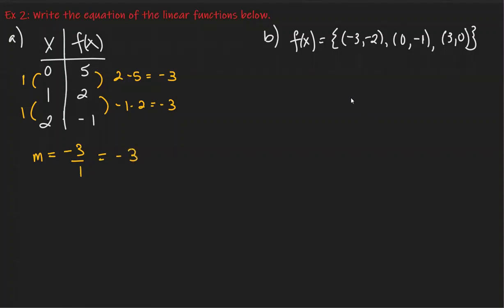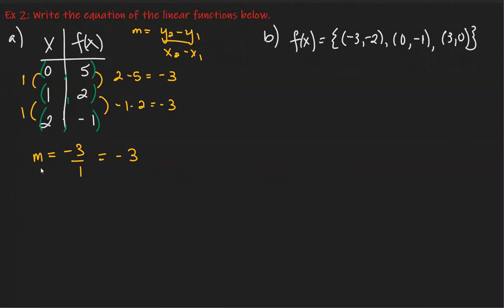Now that's kind of the intuitive way of going about it. Another way we can go about it, if you prefer a formula, remember our slope formula? y2 minus y1 over x2 minus x1. These are technically ordered pairs. I can put these as ordered pairs: (0, 5), (1, 2), (2, -1). If I wanted to find the slope, you can just pick one of these points to be x1, y1, and another point to be x2, y2, and just use that to calculate the slope, and you'll get -3 once again.